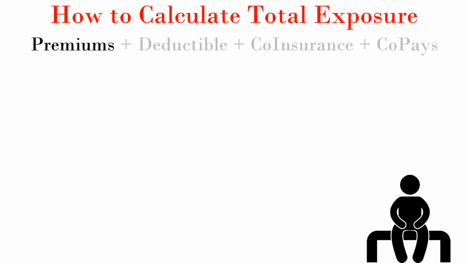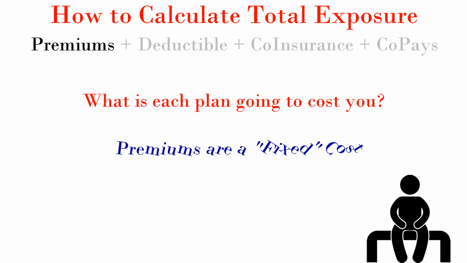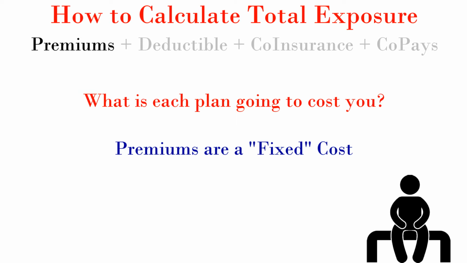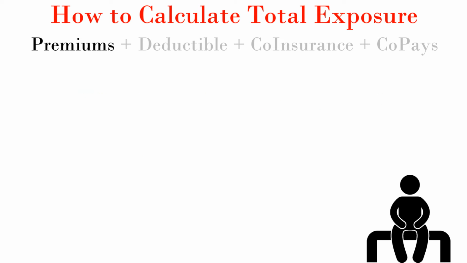The first component of total exposure is your premiums. What is each plan going to cost you? Your premiums are a fixed cost, meaning you will pay the premiums no matter how much you use or don't use your health insurance. For the purpose of comparison, you should look at this cost as an annual figure, not just a per paycheck figure.